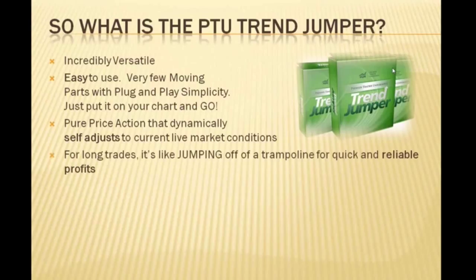So think of this. For a long trade, it's like jumping off of a trampoline. Now when you jump off a trampoline, you're going to go up, and right at that point in time when you stop going up, when you lose that momentum and you're about ready to come back down, you reach out and you grab a profit. So the trend jumper is going to determine near-term support and resistance levels from which to jump off of, and right at that point where it's gone about as high as it should go, you reach out and grab some profit, and you'll see that on the charts.